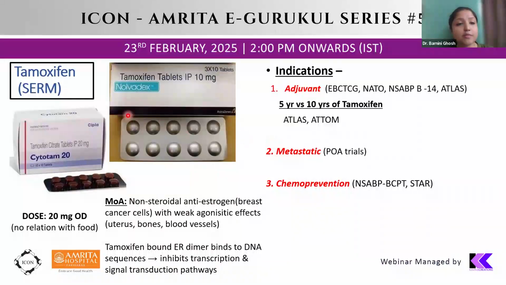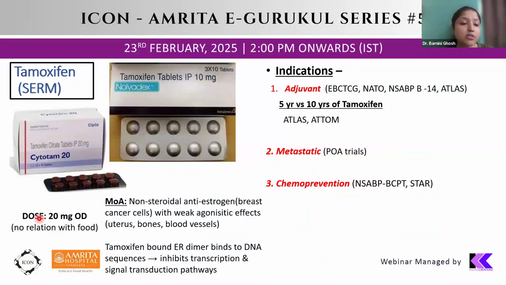First, I'll begin with tamoxifen, which is a selective estrogen receptor modulator. It is a non-steroidal anti-estrogen. It has weak agonistic effects on the uterus, bones, and blood vessels, and antagonistic effects on the breast cancer cells. Now, the tamoxifen-bound estrogen receptor dimer binds to the DNA sequences and inhibits the transcription and signal transduction pathways.